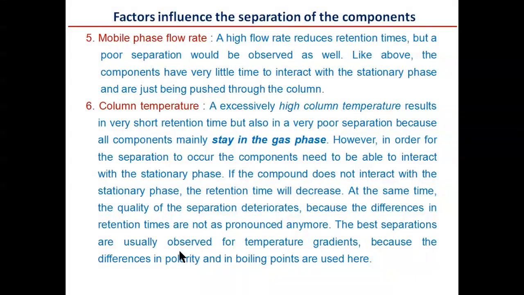So the sixth factor which influences the separation of the component mixture is column temperature, if it is column chromatography. An excessively high column temperature results in very short retention time, but also in very poor separation, because all components mainly stay in the gas phase. As you increase the temperature of the column, all the components of the mixture go into their gas phase, and hence we observe very poor separation.